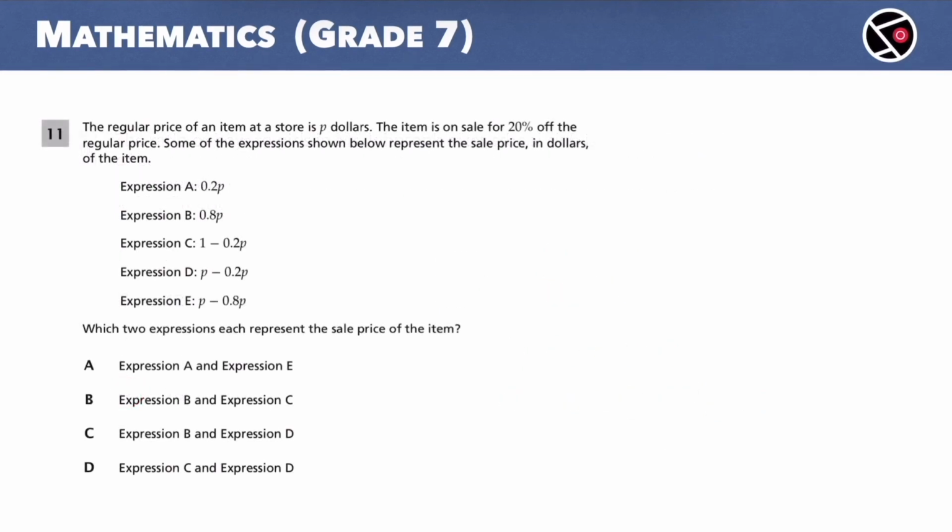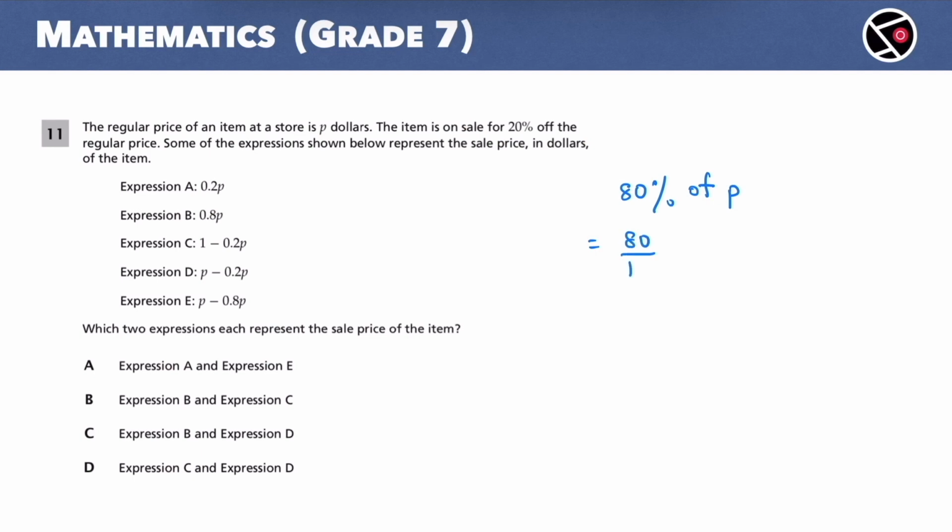Problem number 11. The regular price of an item at a store is $P. The item is on sale for 20% off the regular price. Some of the expressions shown below represent the sale price in dollars of the item. We have an item at a price of $P. The discount is 20%. In effect, we pay 80% of the regular price, which is P.